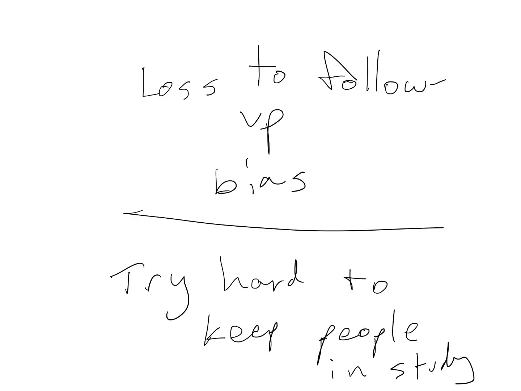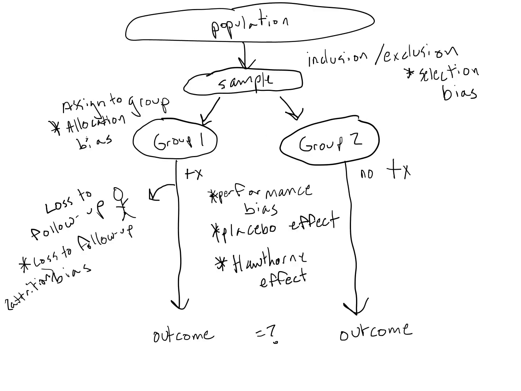Loss to follow-up bias can be minimized by implementing procedures that reduce the extent of loss to follow-up. For example, researchers may have multiple ways of contacting participants or may increase incentives for participating as the study progresses. There are a number of other factors that can create bias while a clinical trial is ongoing, including performance bias, the placebo effect, and the Hawthorne effect.